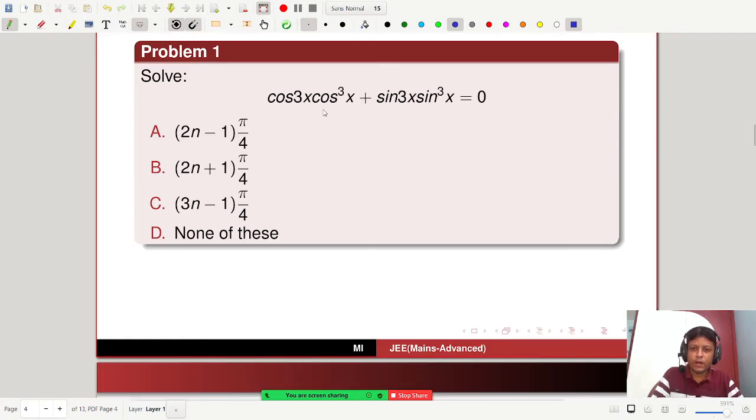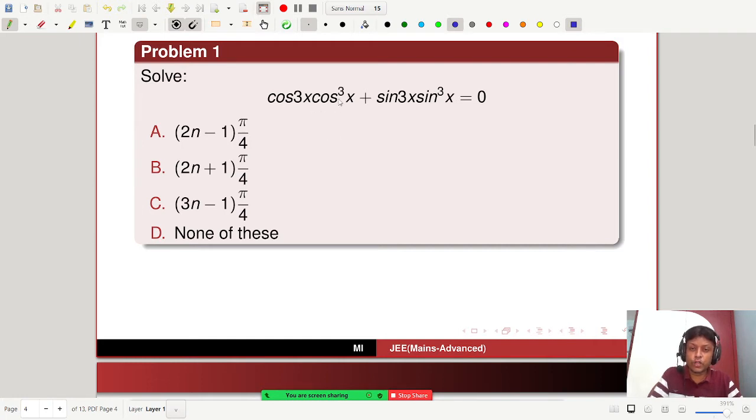So first problem is, look at the problem. Cos 3x cos cube x plus sine 3x sine cube x equal to 0. And you have 4 options A, B, C, D. Now how will you answer this type of problem? Solve means you have to find out x or theta. Here you have x, so you have to find out x.